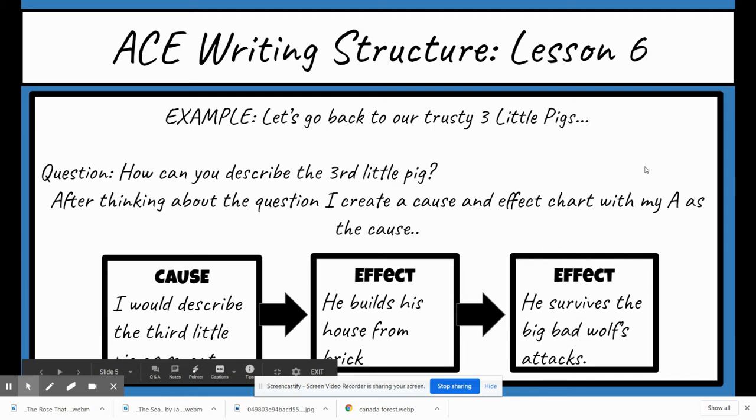So let's go back to our trusty 3 little pigs story to show you an example. I had the question, how can you describe the 3rd little pig? After thinking about this question, I've decided I'm going to use a cause and effect chart. And so I've jotted down a cause and effects chart on a scratch piece of paper, and I have put my A as the cause. I would describe the 3rd little pig as smart. Now, because he is smart, what results does this cause? Or what effects are there? Well, he's smart, so he chooses to build his house from brick. Well, this also has an effect. Because he built his house from brick, he survives the big bad wolf's attacks.